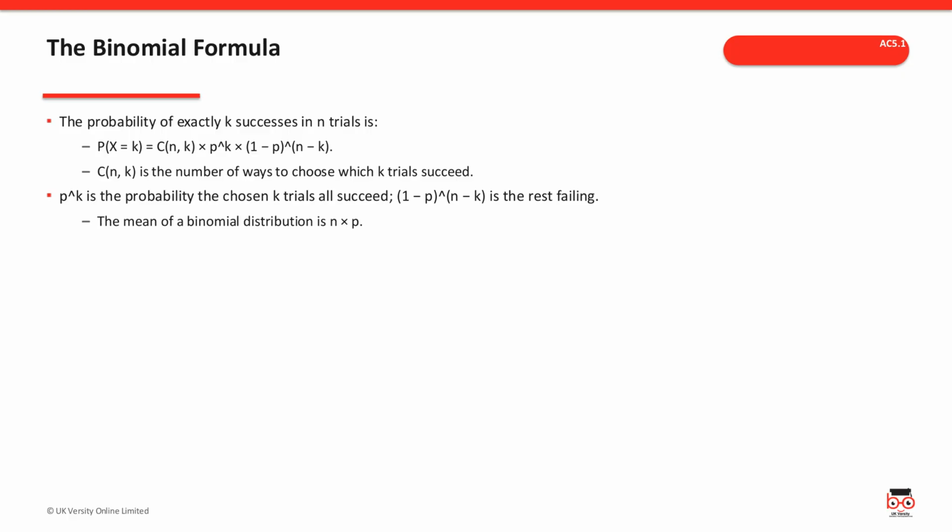Here's the formula. The probability of exactly k successes in n trials is C(n,k) times p to the power k times (1 minus p) all to the power n minus k. That C(n,k) is the number of ways of choosing which k of the trials are the successful ones. The p to the k is the probability those chosen k all succeed, and the (1 minus p) to the n minus k is the rest all failing. And a handy result to remember: the mean of a binomial distribution is simply n times p.